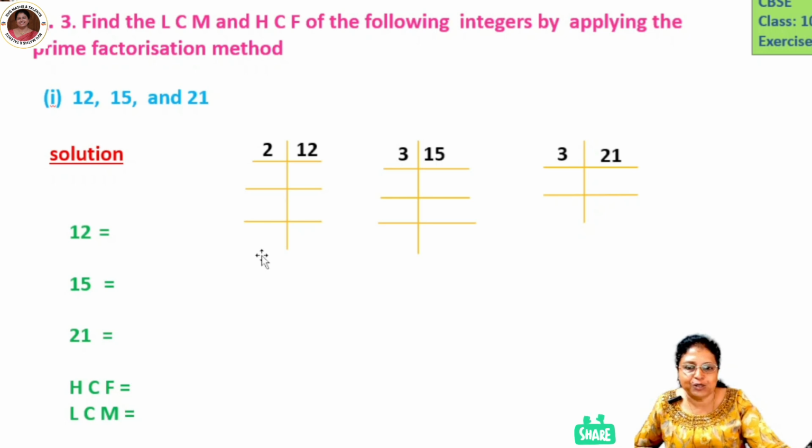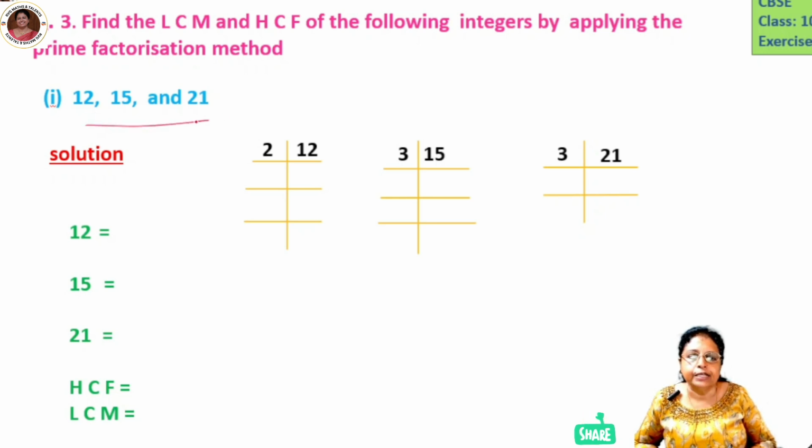Then come to the next question. Find LCM and HCF of the following integers by applying prime factorization method. We have to find LCM and HCF. I think all of you are familiar with this and it's very easy for you, so you can do it. Okay. Prime factorize 12, 15 and 21.